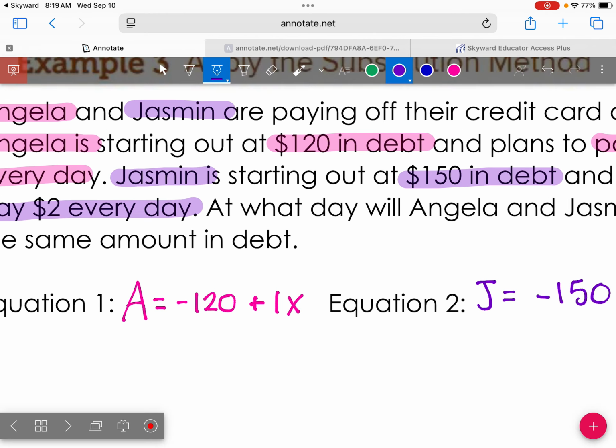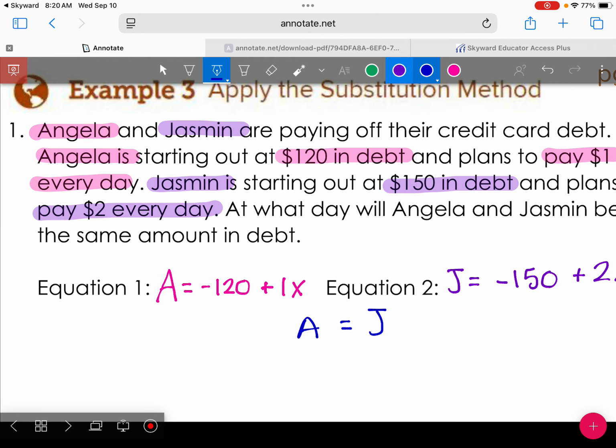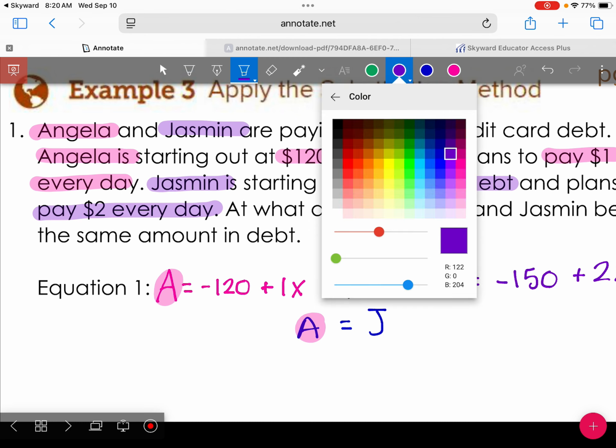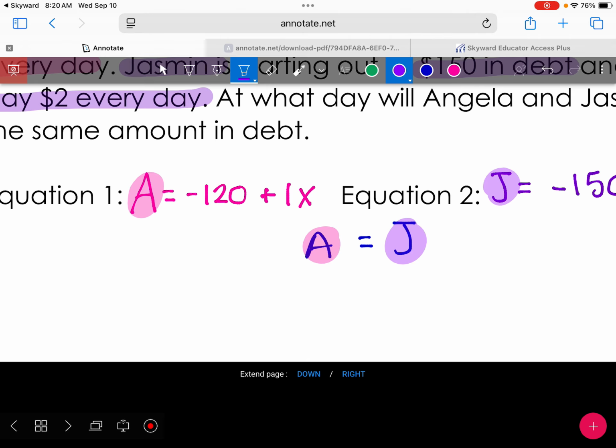So what they're asking us, we're not just being asked to write the equations, we're asked to figure out when will they owe the same amount of money. When will Angela's debt be the exact same as Jasmine's debt? Oh, looky there. We have an A equals equation that I could substitute in. And I have a J equals equation. So we can substitute these in. I can substitute more than one time.